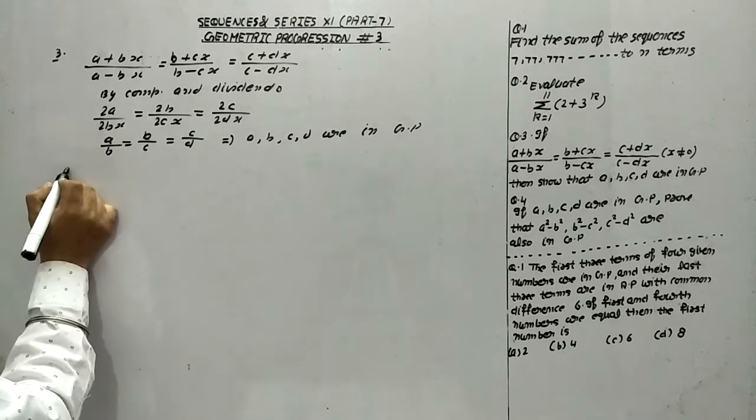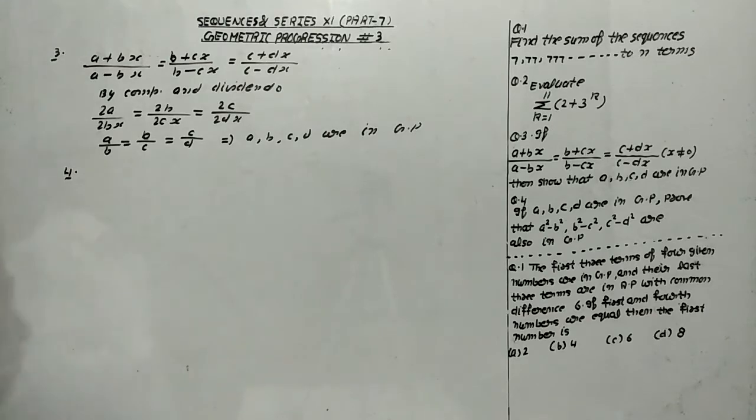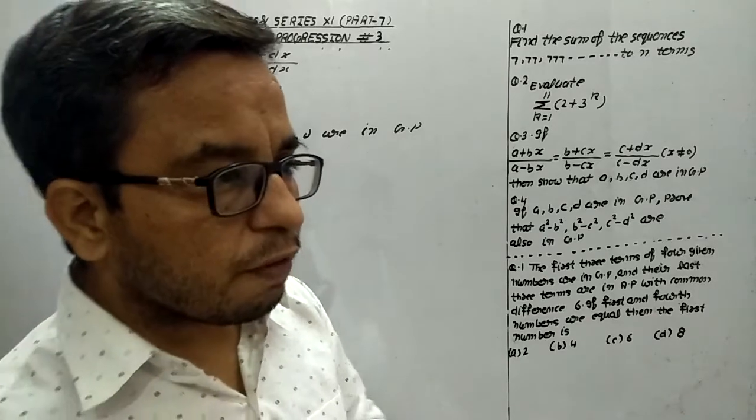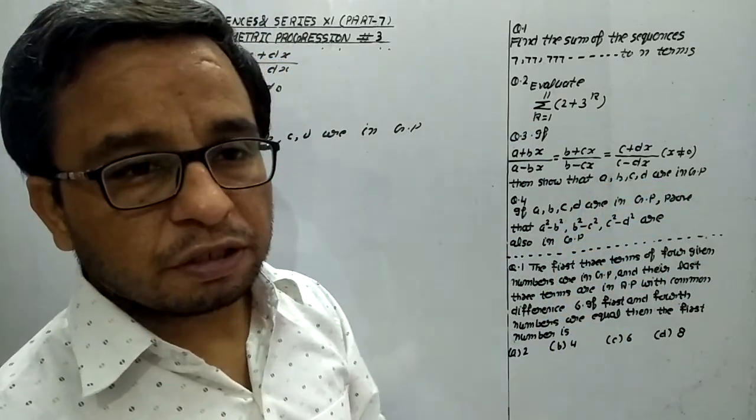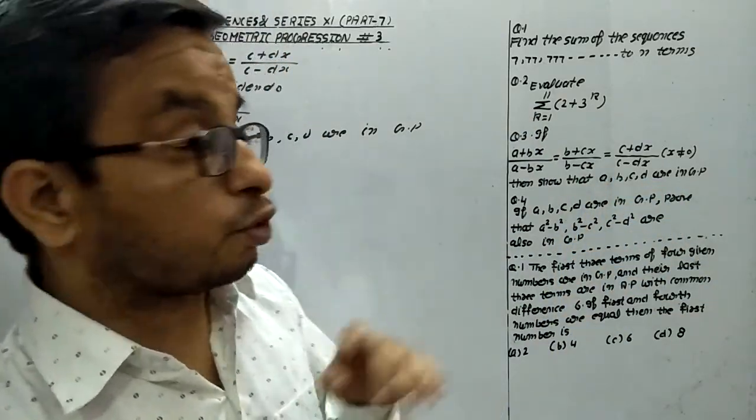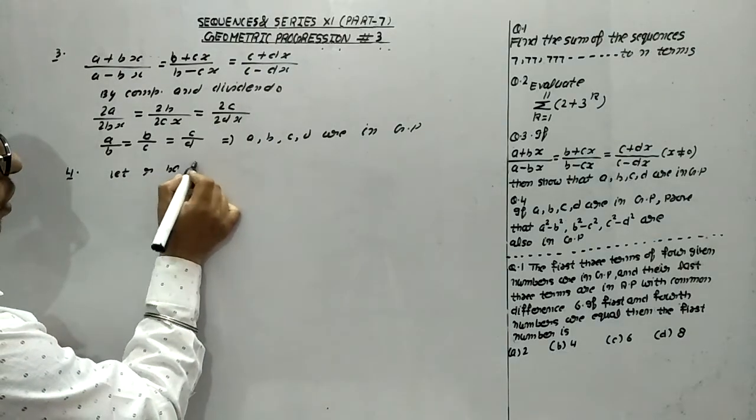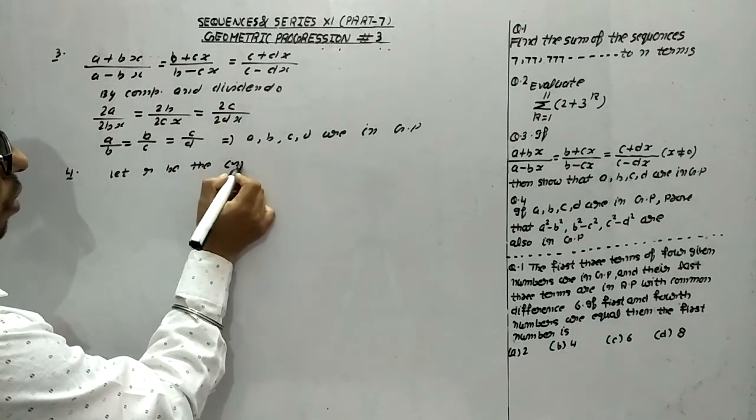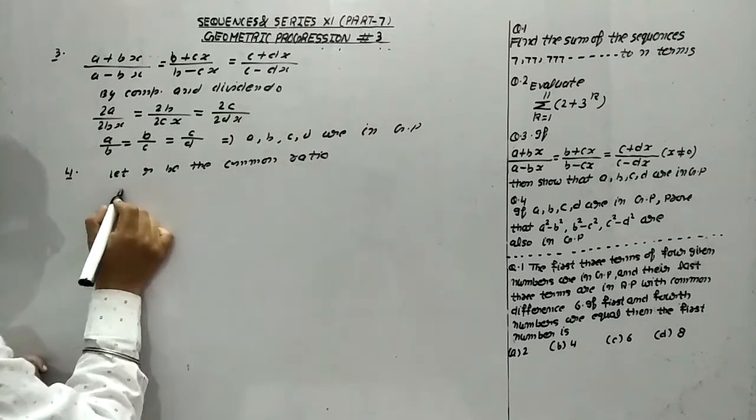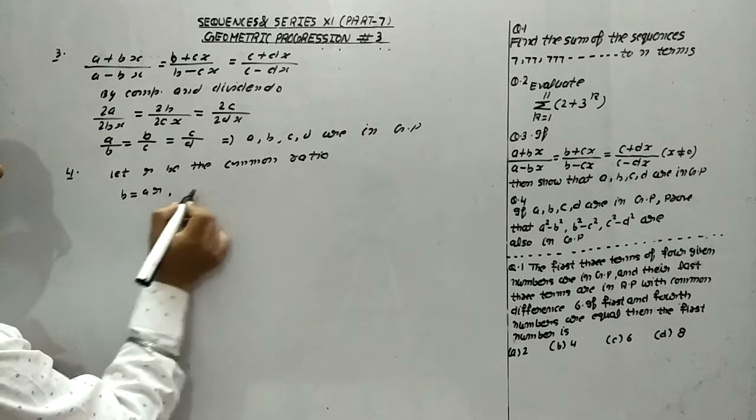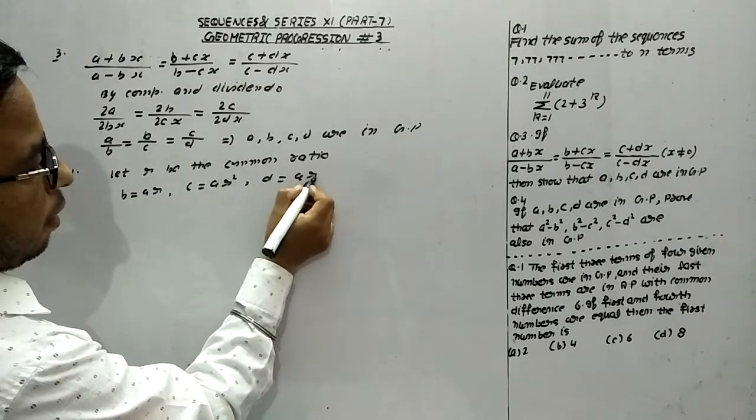Now look at the solution of question number 4. If a, b, c, d are in GP, then we have to prove this. Anyhow we will prove that the succeeding upon the previous, and the succeeding upon the previous, should be a common term. So first of all we will say let r be the common ratio. It means b is equal to ar, c is equal to ar square, and d is equal to ar cube.